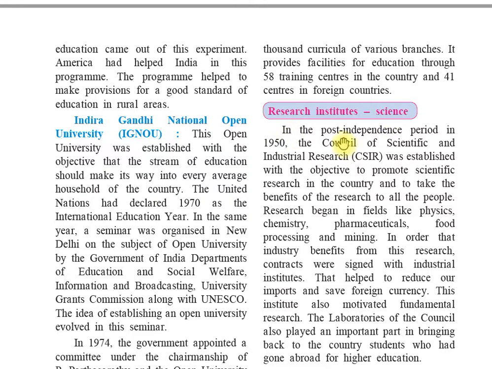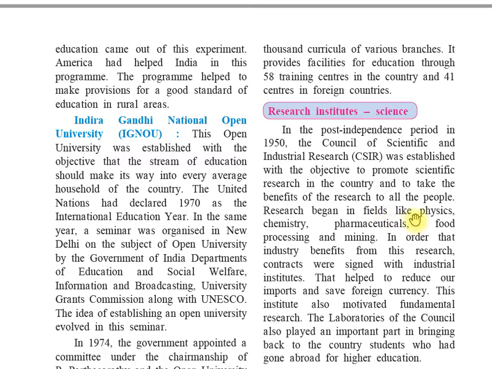Now, in the post-independence period, you know what post-independence means, after independence. In 1950, the Council of Scientific and Industrial Research, that is CSIR, was established with the objective to promote scientific research in the country and to take the benefits of the research to all the people.